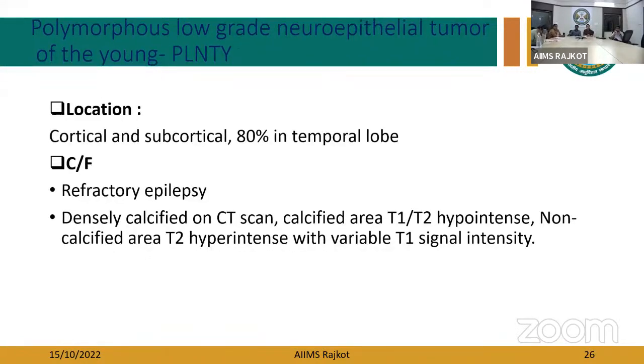So it is cortical and subcortical in location. 80% of tumors occur in the temporal lobe. Clinically, it presents as refractory epilepsy. Calcified areas are hypointense on MRI, whereas non-calcified areas are T2 hyperintense.